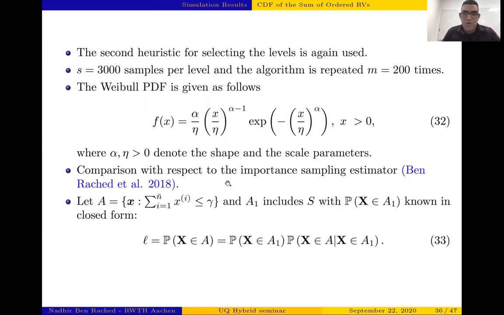Let me just briefly introduce how we constructed the importance sampling estimator in this case. So we define A to be the rare event, the event of interest, and we consider A1, another set that includes A, with the probability that X is in A1 known. Then we can write the probability of interest as the product of two probabilities, which is the probability of X in A1, which is known in this case, times the conditional probability of X in A given X in A1, which, when A1 is close to A, is not a rare event probability. Then we can use Monte Carlo to estimate this one.